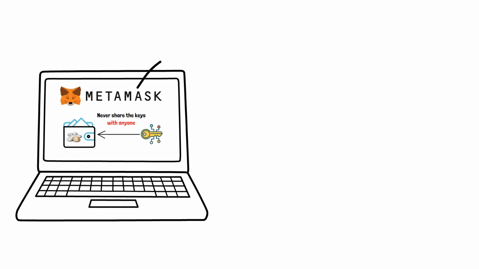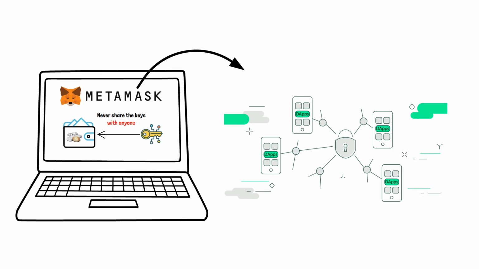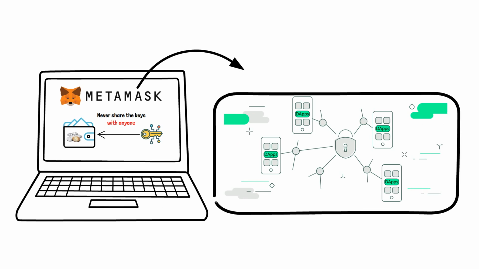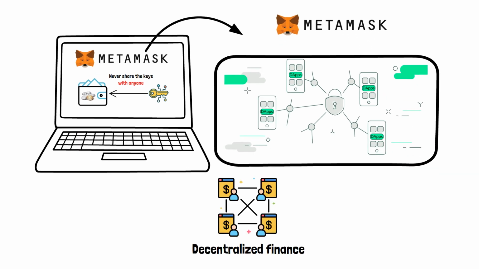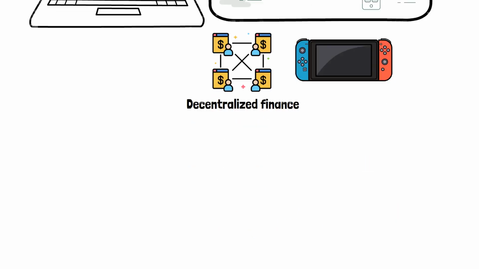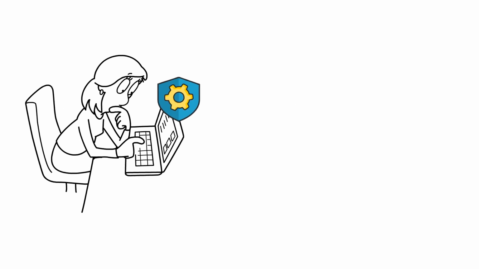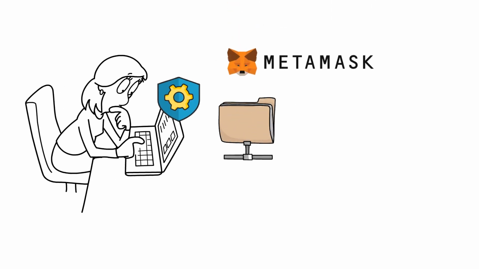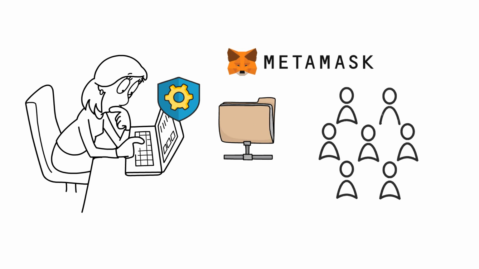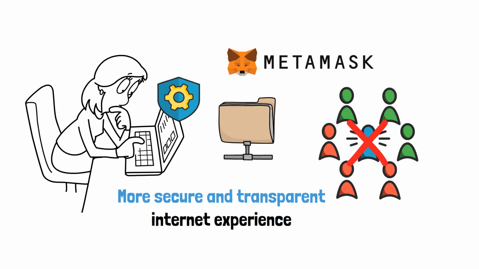MetaMask not only serves as a wallet, but also as a powerful tool for exploring the world of decentralized applications, or dApps. You can access a wide range of dApps directly through MetaMask, allowing you to participate in decentralized finance, gaming, and more. With MetaMask, you're in control of your own data and privacy. The extension gives you the power to decide how and when to share your personal information. Say goodbye to central authorities and hello to a more secure and transparent internet experience.